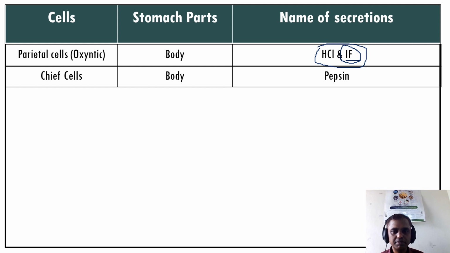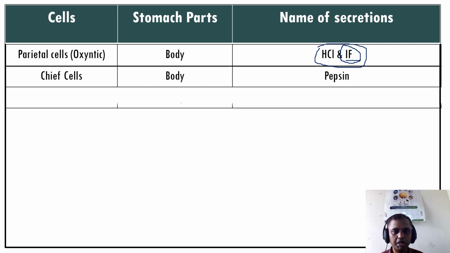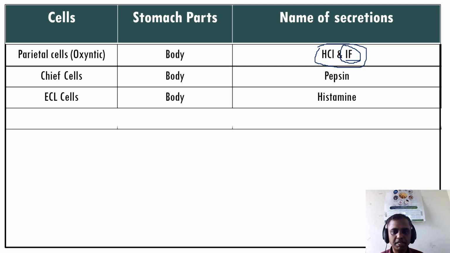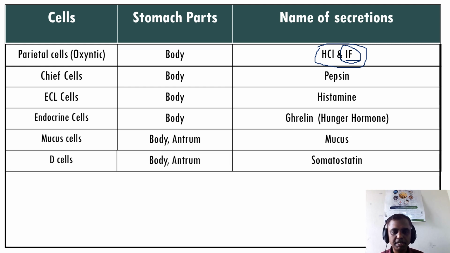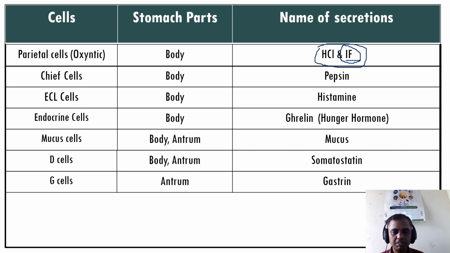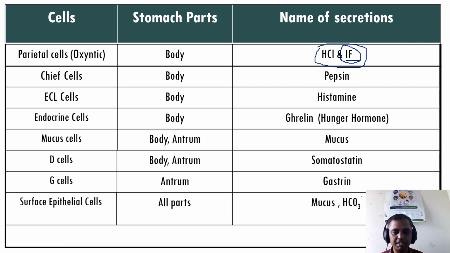Chief cells secrete pepsin, and they are also present in the body of the stomach. ECL cells, also present in the body of the stomach, secrete histamine. Endocrine cells, also present in the body of the stomach, secrete the hunger hormone. Mucosal cells, present in the body as well as the antrum of the stomach, secrete mucus. D cells and G cells are present in the body as well as the antrum. D cells secrete somatostatin and G cells secrete gastrin.